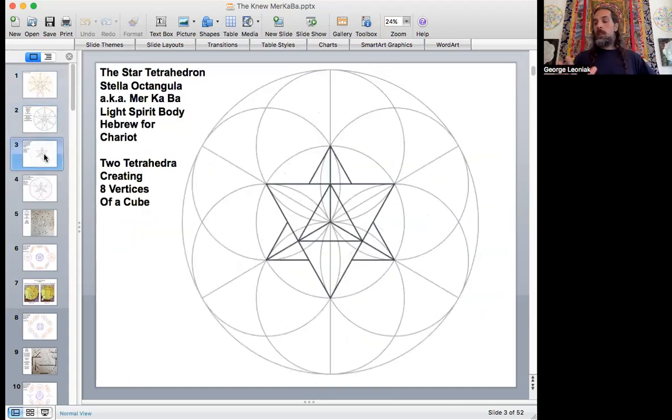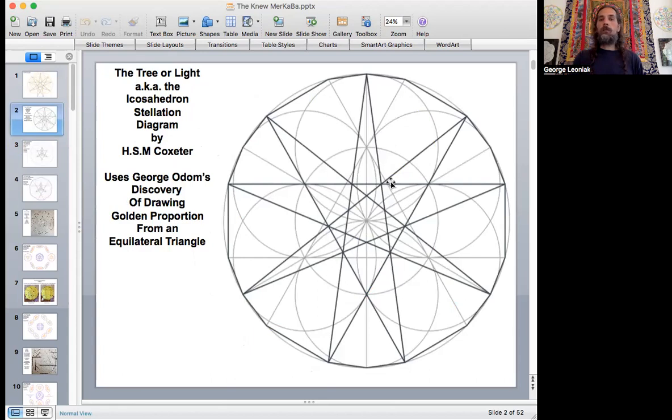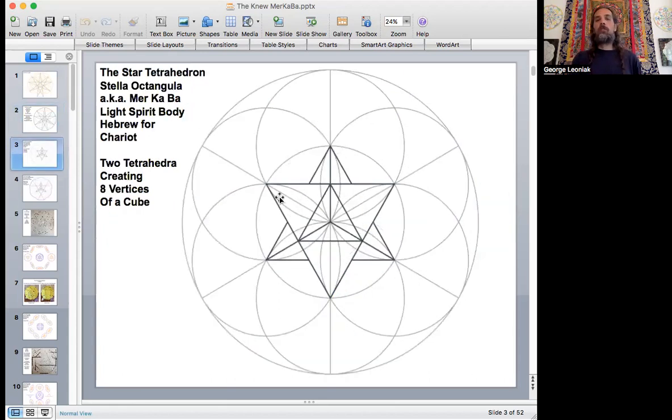This video is going to be a lot about that today, because one of the recent inspirations that I had was this same drawing. Instead of looking at that as a single triangle, we're going to turn that single triangle into a drawing of the Merkaba, the star tetrahedron, the stella octangula. Merkaba is the Hebrew word for chariot, light spirit body, a different take on all the same things.